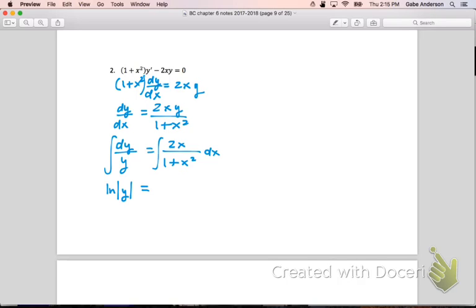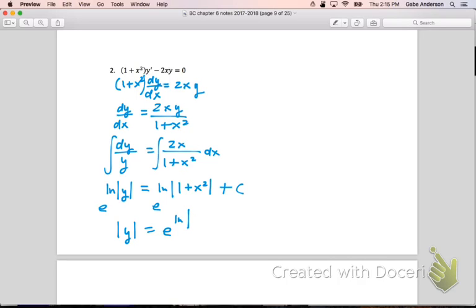I know it kind of looks like arctan, but it's natural log because the derivative of the bottom is the top. So natural log, absolute value, 1 plus x squared plus c. So in solving, we need to get the y by itself. So we're going to e both sides. That'll give us absolute value of y equals e to the ln of 1 plus x squared.